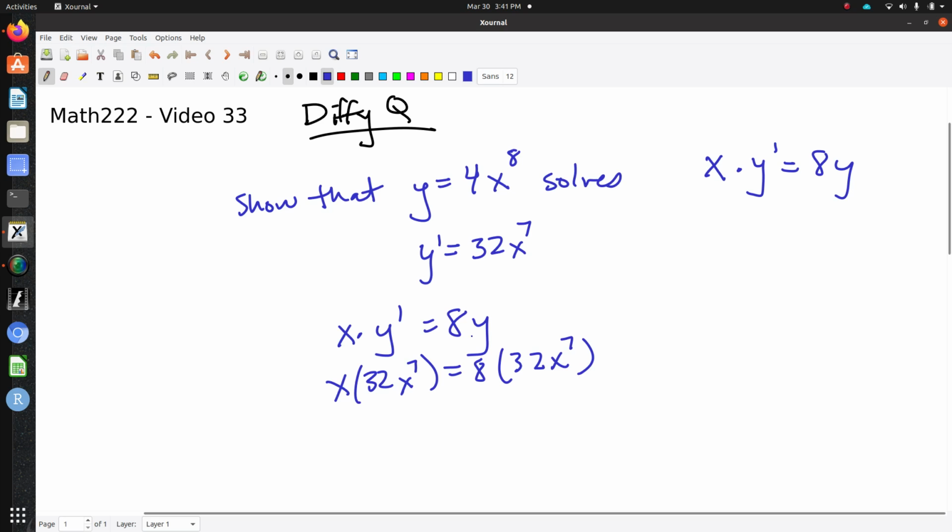I'm sorry. This y is this y. My eye slipped. There we go, right? 32x to the 8th equals 32x to the 8th. So now, once we have the right hand and the left hand equal, we successfully showed that that was true.